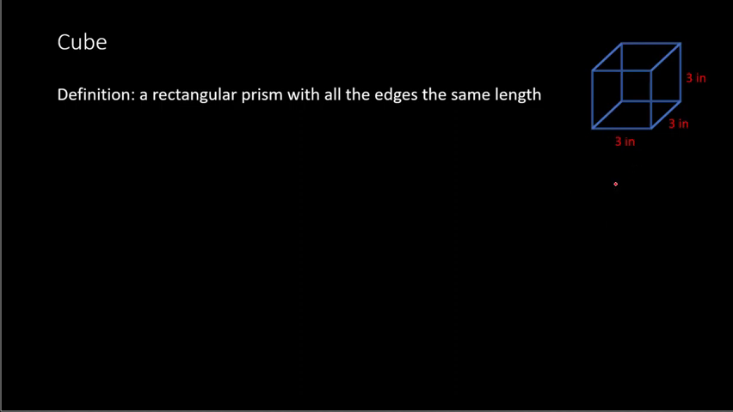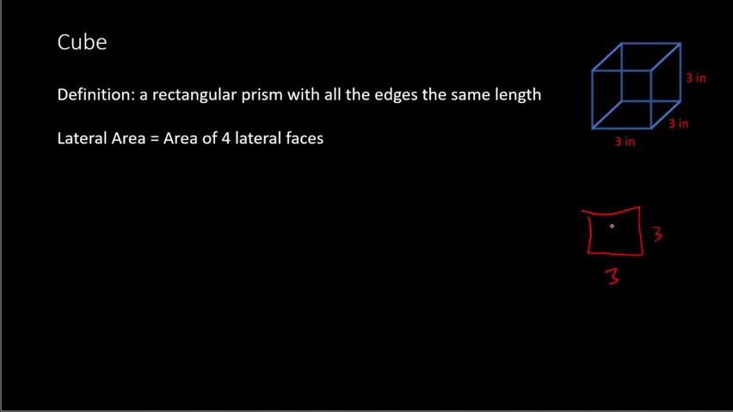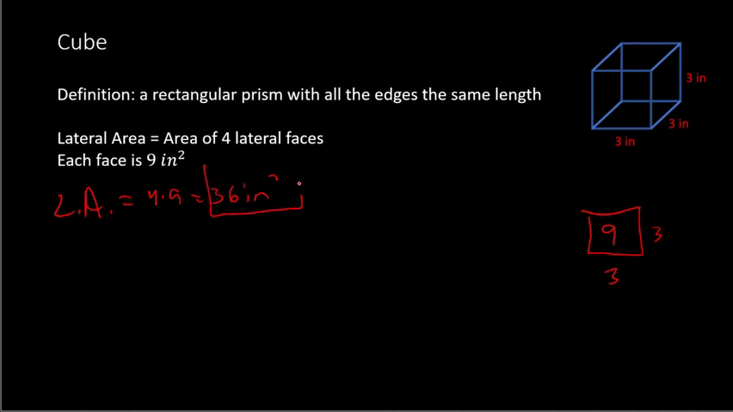So what we have is 4 squares, or 4 different faces. All right, so what is the area of one of the faces? Well, if it's a 3 by 3 square, the area is base times height, or 9. So each face is 9 inches squared. So if there are 4 lateral faces on the sides, we just do 4 times 9. 4 times 9 is 36 inches squared. That's going to be your lateral area. So your lateral area is 36 inches squared.